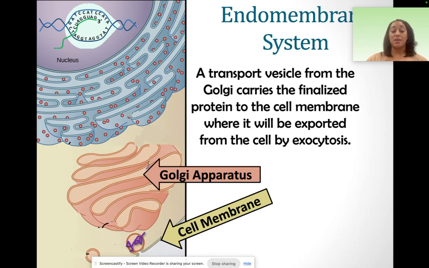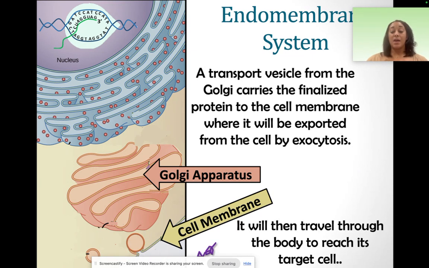Then that little transport vesicle, we talked about exocytosis, and this is what's going to happen to that protein. It's going to go through exocytosis to be put out of the cell so it can go to other parts of your body and be used. A transport vesicle from the Golgi will carry that protein to the cell membrane where exocytosis will happen, and now that protein is on the outside of your cell and is ready to be used by your body. Then it goes to the body to reach its target cell.